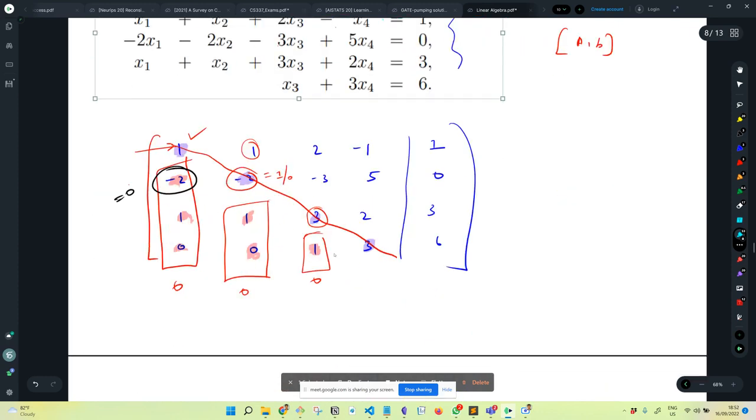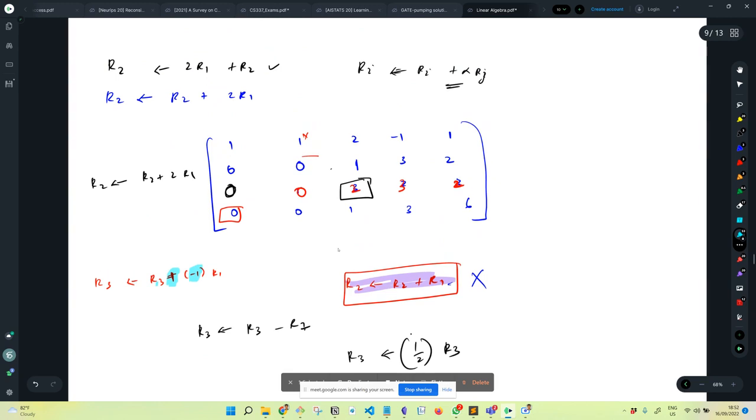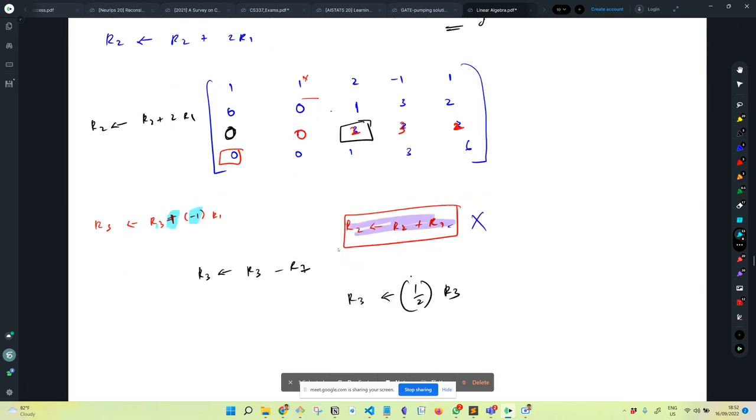So why I'm saying that, anytime you find an entry that you want to make 1, you can blindly follow this rule. If that entry is not 0, you can always make it into a 1 by multiplying that entire row with the reciprocal of that entry. Right? Now let me follow that blind rule and make R3 equals R3 by 2.